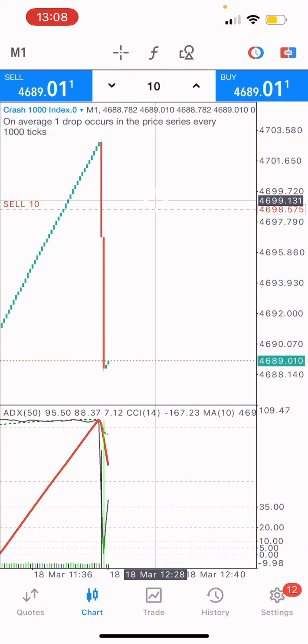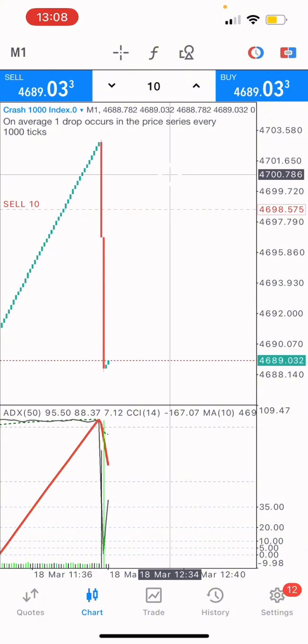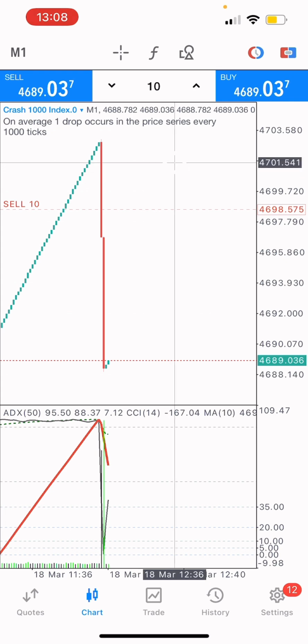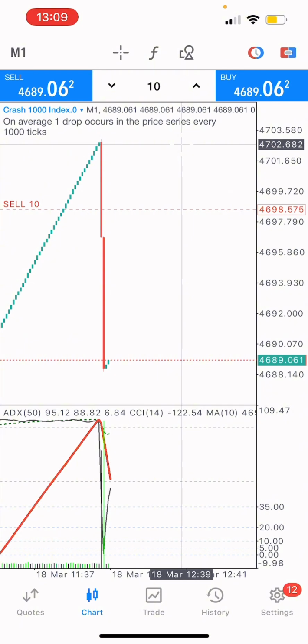So 1, 2, 3, 4, 5, 6, 7, 8, 9, 10, 11, 12, 13, 14, 15. So after 15 candles, this one spiked. This is for you to see that the strategy works. So I closed after 14 candles.